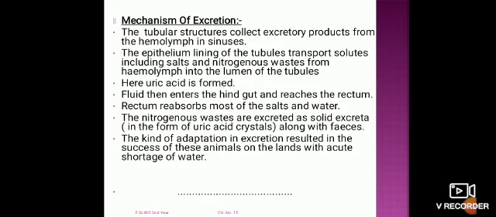This kind of adaptation in excretion resulted in the success of these animals on land with an acute shortage of water. So these are the invertebrates that excrete through different methods.